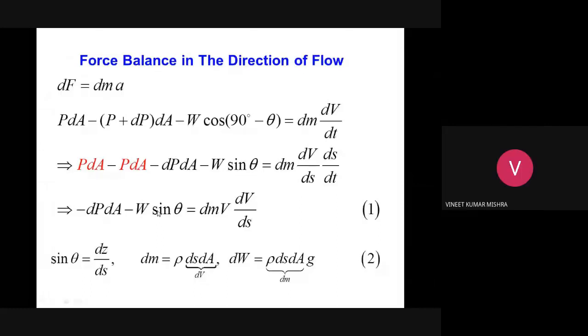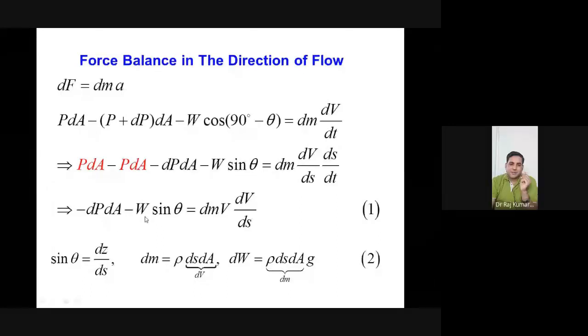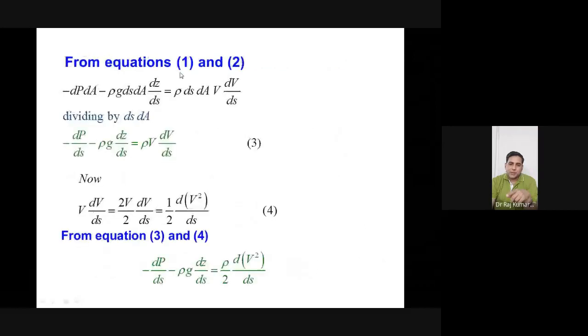Correct? Yes, sir. So if I substitute that back here, I am getting this equation. Now I am dividing this by ds and dA. If I divide it and rearrange, I am getting v dv upon ds. I just put a factor of 2 here, and finally I will end up with this, 1 by 2 dv square upon ds. I can do it that way.